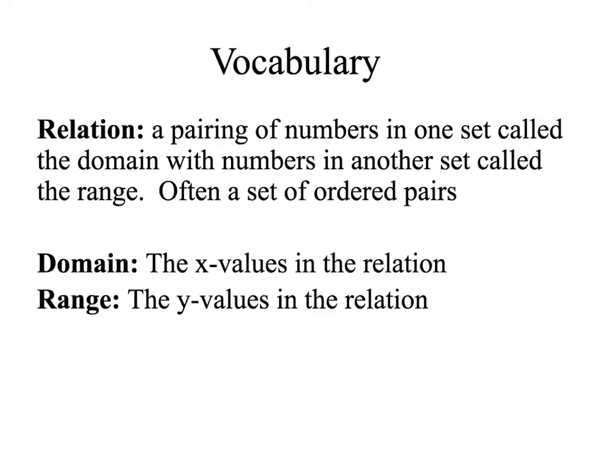Okay, so the first part we have, we've talked about relations before, but here's a definition. It's a pairing of numbers in one set called the domain with numbers in another set called the range. And oftentimes these are just a set of ordered pairs. So like an example, they usually just have squiggly brackets, so (1, 2), (3, 4), and (5, 6). That could be a relation. Anytime you have any set of ordered pairs, that's a relation.